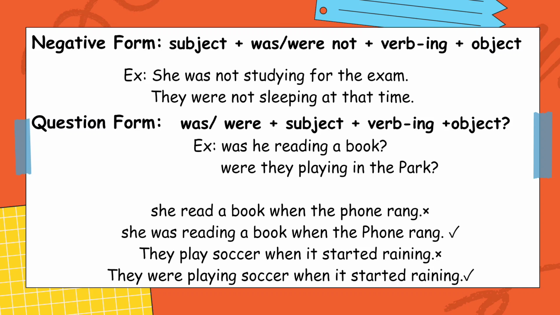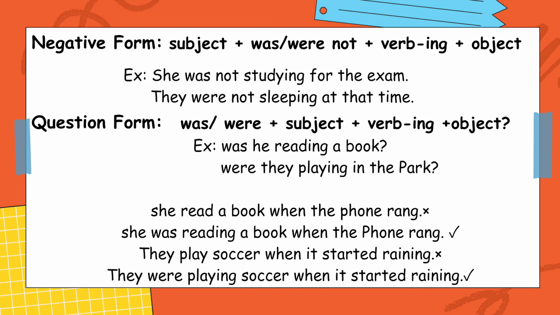Negative form: subject plus was or were not plus verb-ing plus object. Example, she was not studying for the exam. They were not sleeping at that time. Question form: was or were plus subject plus verb-ing plus object. Example, was he reading a book? Were they playing in the park?